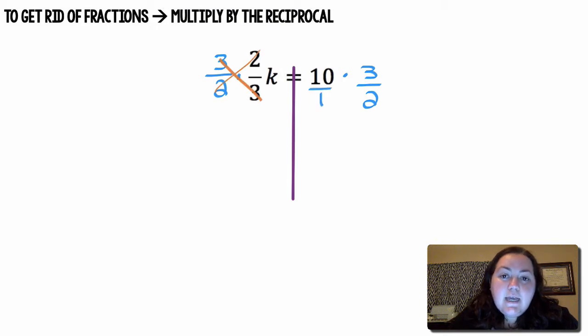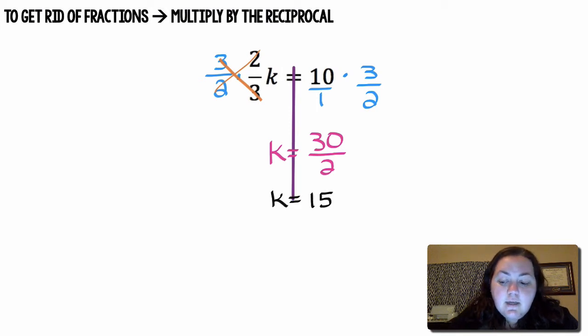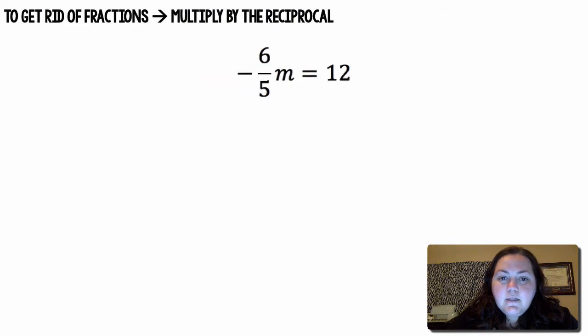I'm going to make the 10 into a fraction by putting a 1 under it. And then I can go ahead and multiply fractions, top times top, over bottom times bottom. So 10 times 3 would give me 30, and 1 times 2 would give me 2. So I have k equals 30 over 2. 30 divided by 2 becomes 15. So k equals 15. Let's try another one.